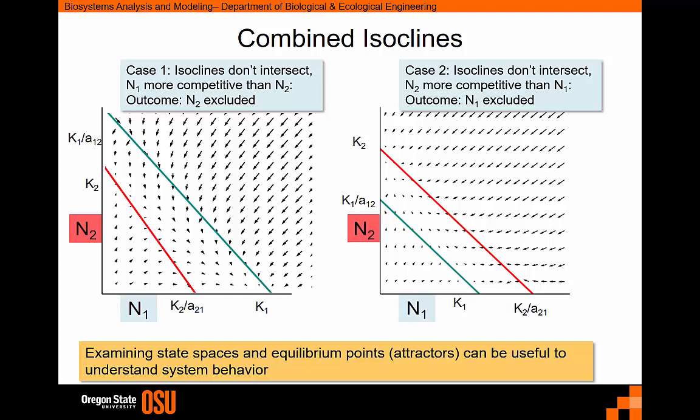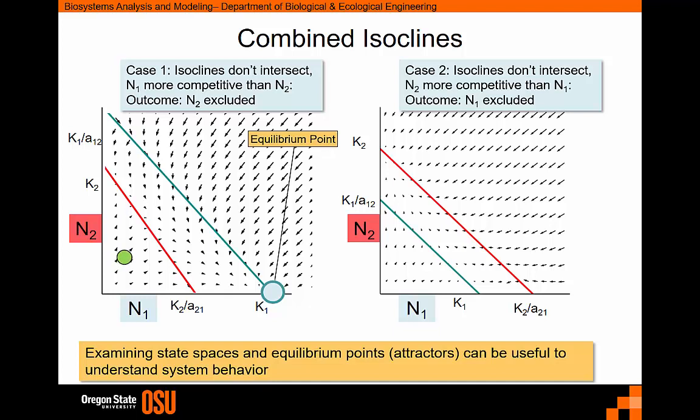To understand how to interpret the state space diagram for this problem, let's examine four possible cases, or scenarios, of model parameter combinations. The first scenario is one in which the isocline for species 1 is above and to the right of the isocline for species 2. For this case, there are two equilibrium points, one at the origin, where both populations are 0, and we will ignore that one. But there's one that occurs on the x-axis at K1 as well.